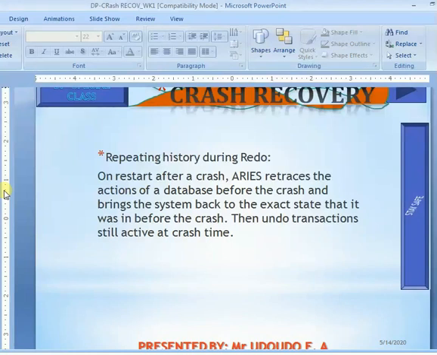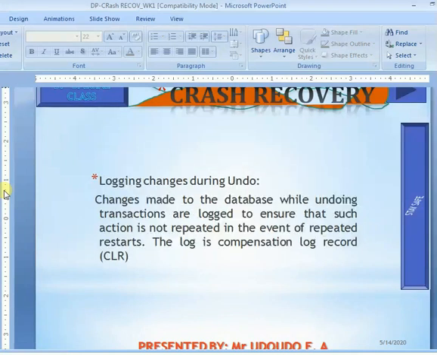After it has gotten back these things, the next thing is that it will undo those transactions that were still active at the time of the crash. It will undo them, throw them away, abort them. They are not useful. And then finally, logging changes during undo. Those changes that were undone, it creates another register for them called the compensation log record. So those changes will be logged there.